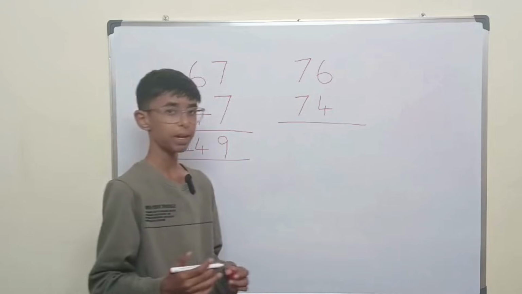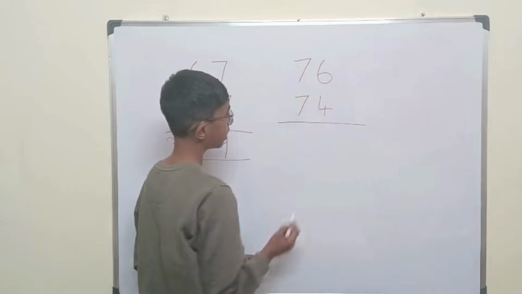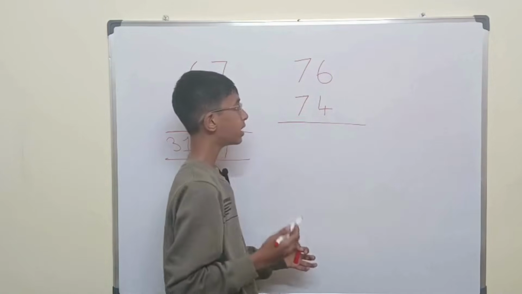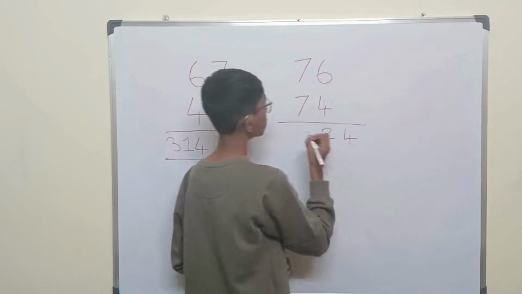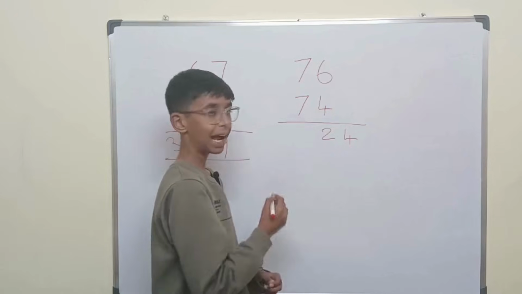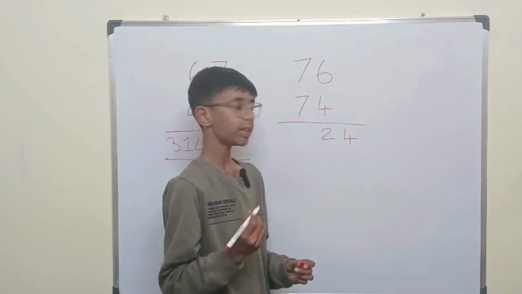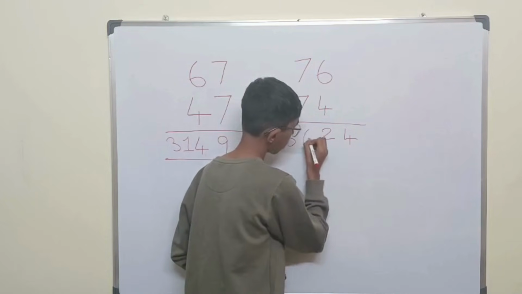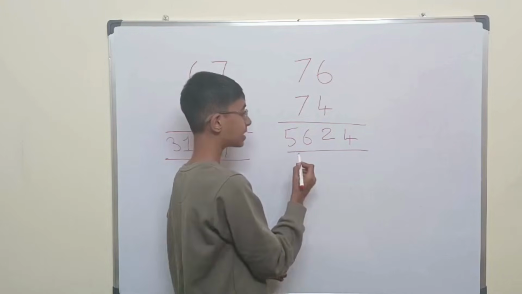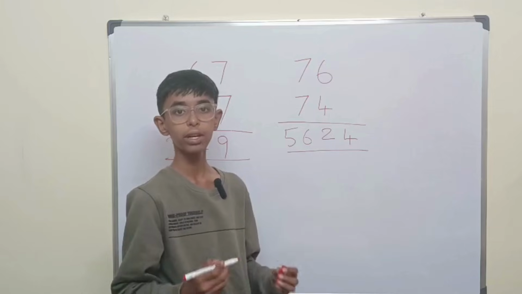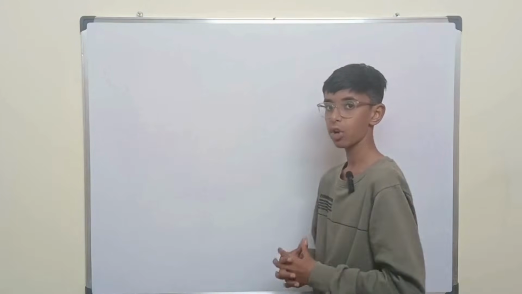This method can also be applied in a situation where the digits in the ones place sum up to 10 and the digits in the tens place are the same. Here 6 into 4 is 24. 7 into 7 is 49, and we'll add 7 again because that is repeated. So 49 plus 7 is 56. So the answer you get after multiplying 76 and 74 is 5624, that is 5624.